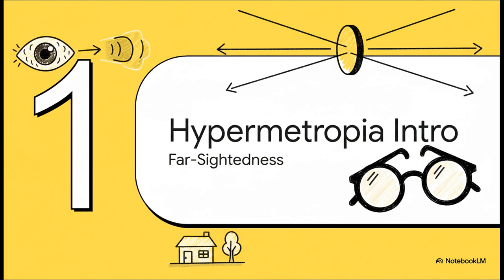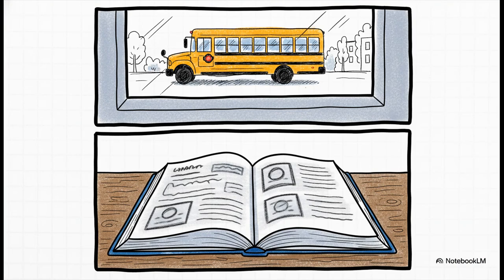We're going to be understanding farsightedness. Now, to really get what this is all about, let's imagine a very simple, everyday situation. Okay, just picture this. You're sitting in your class, right? And you look out the window. You can see the school bus that's parked far away. Everything is perfectly sharp and clear. But then you look down at the textbook right in front of you on your desk, and suddenly all the words are blurry, fuzzy, and you just can't seem to focus on them.